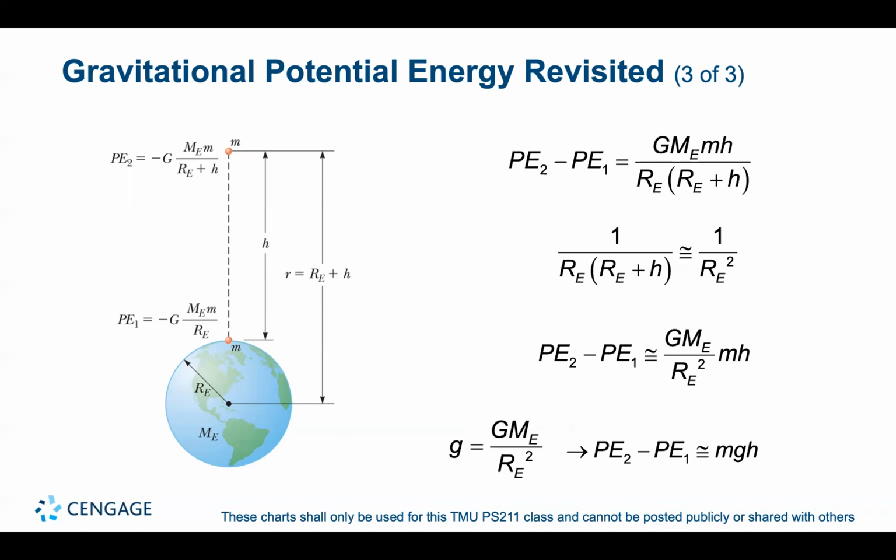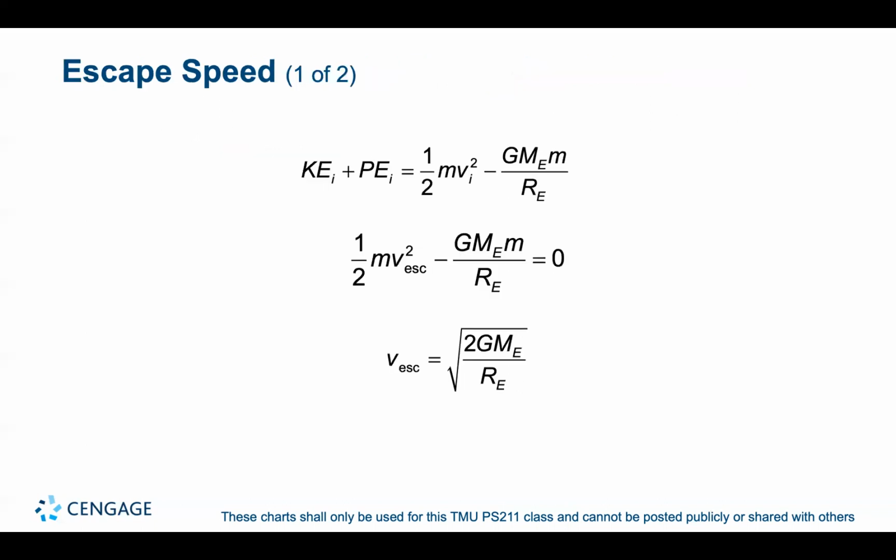As you may recall, the free fall acceleration at the surface of the Earth is given by the equation here. So for R equals R_E, we get mgh. And that's an approximate relationship. So if an object is projected upward from Earth's surface with a large enough speed, it can soar off into space and never return. The speed is called the Earth's escape speed.